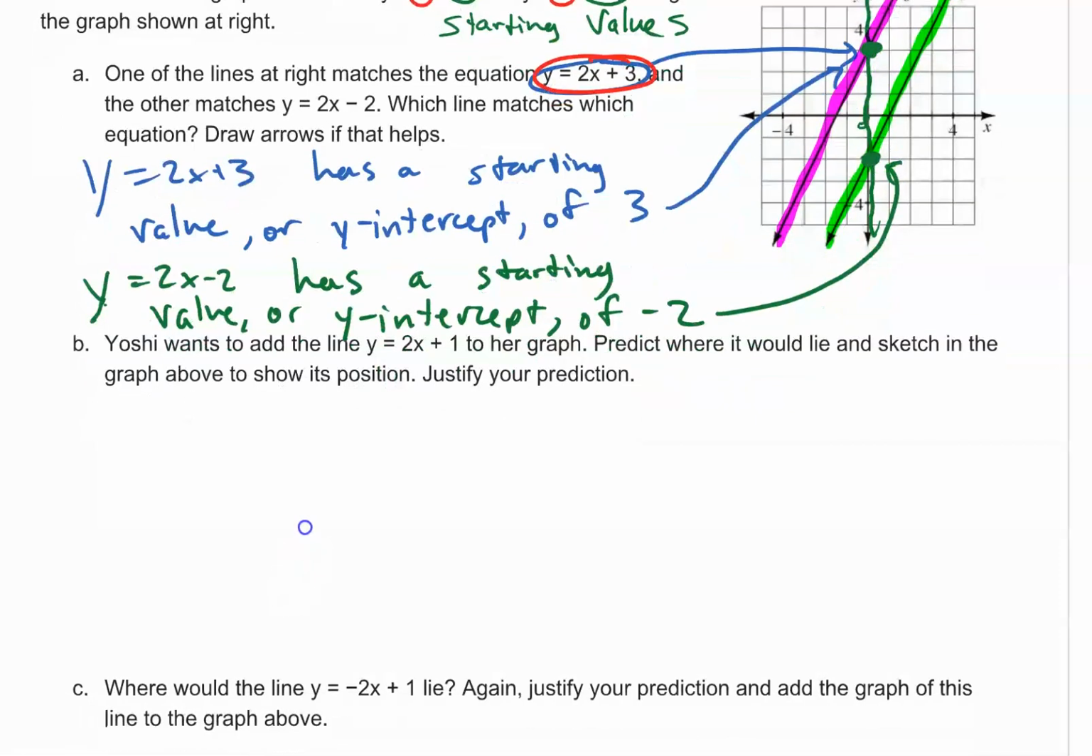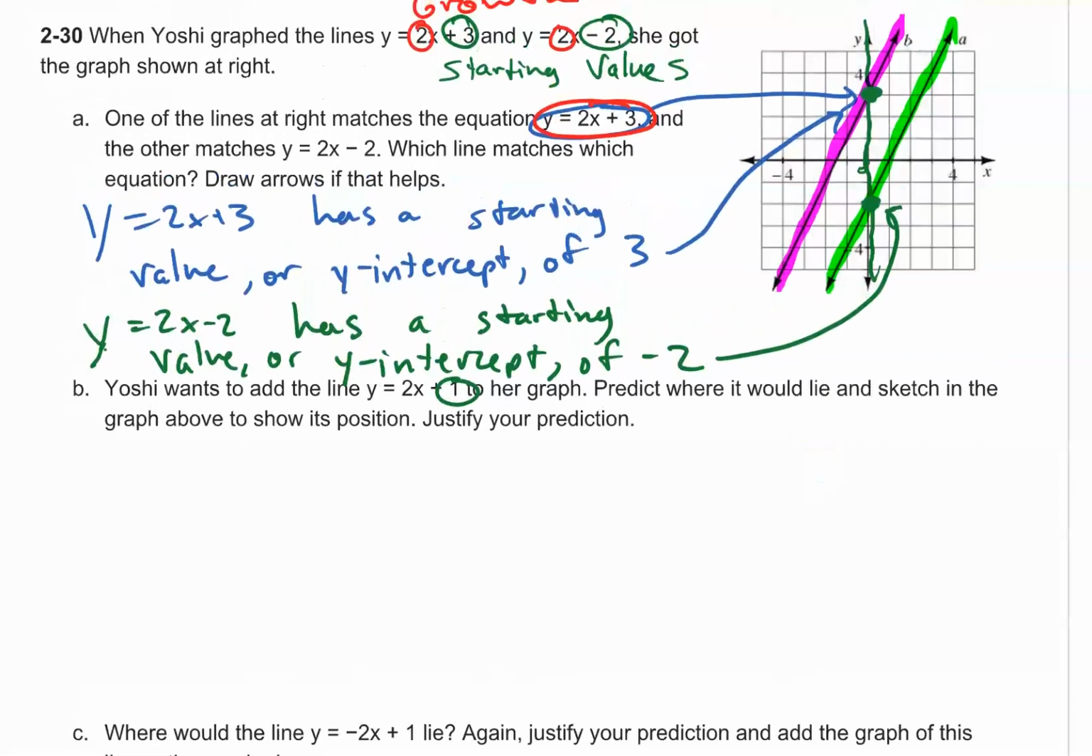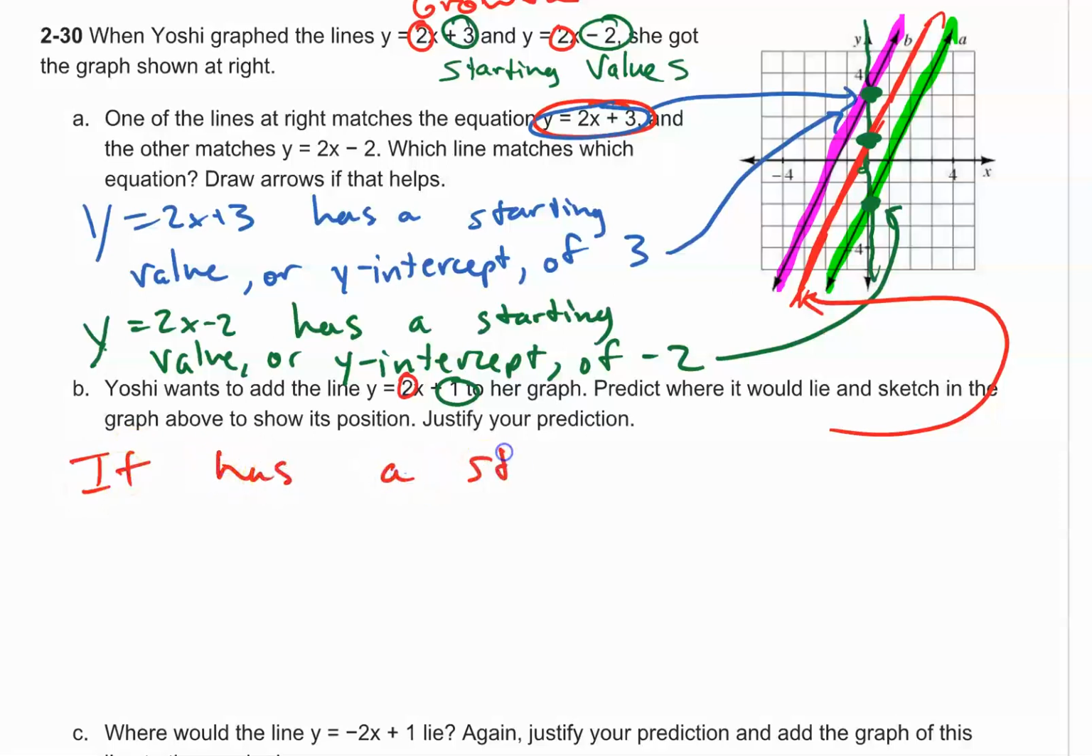All right, Yoshi wants to add this line to the graph. So what you do is you analyze the starting value, plus 1, and then that tells you where to go on the y-axis. So if you go to 1 on the y-axis, that's where the starting value is going to go for this new equation. All right, and then if you notice, the growth is actually the same. So that means the line's going to be growing at the same rate. It's going to have the same slant, which means that it's going to be parallel. So it looks something like that. So it has a starting value, or y-intercept, of 1.